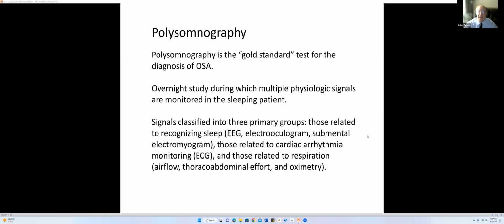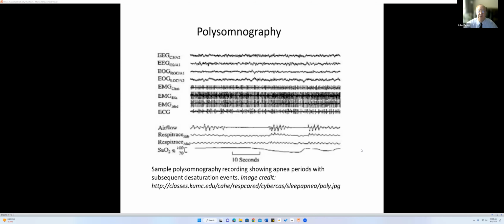And electroencephalography is carried out, electrooculogram is carried out, the submental electromyogram is carried out, and those related to cardiac arrhythmia, electrocardiography in particular. So there are multiple things that are transduced, and you get a recording such as this. This is a sample polysomnograph showing apnea periods with subsequent desaturation events. You can see the desaturation occurring here, then breathing again, desaturation occurring again.